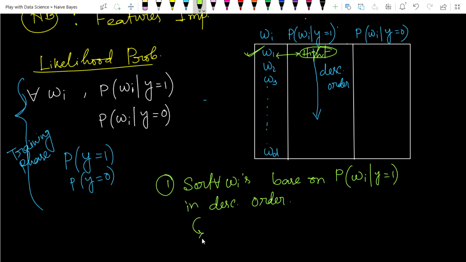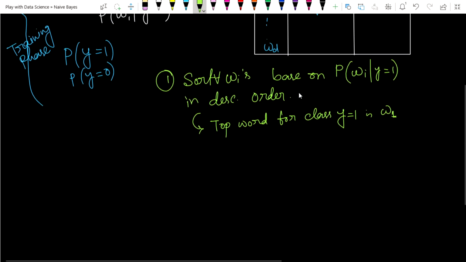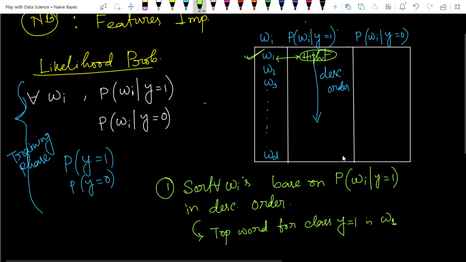So if w1 has the highest value for this class, we can easily conclude that our top word for class y equals 1 is w1. The second top word will be w2, and the third top word will be w3. Because of this logic, we can easily conclude that. The same thing occurs in the negative class as well: first we sort this probability in descending order, and on this order we can conclude which words are most important for the negative class.